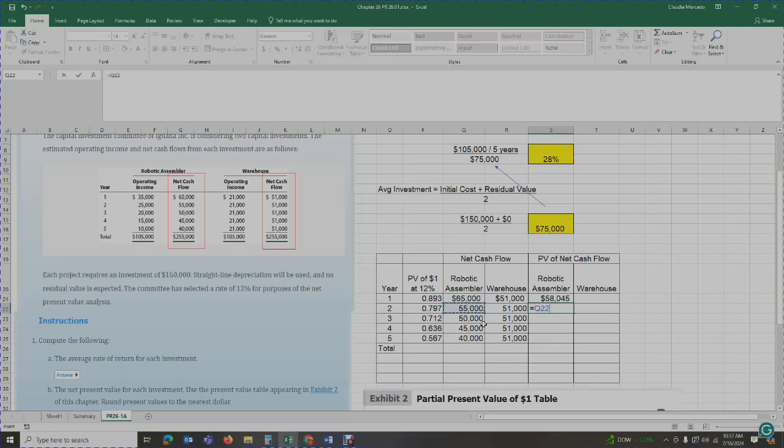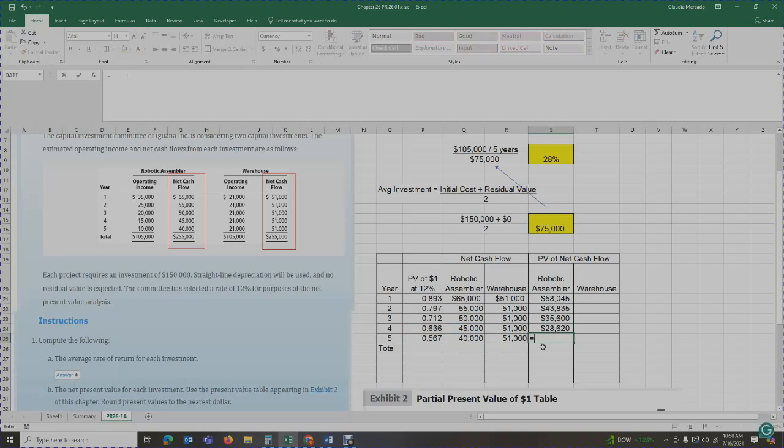I'm going to get the $55,000 times my rate for year 2. That's going to give me, let me just format all of this the same, $43,835. So you get the robotic assembler net cash flow times the present value rate for year 3. That gives me $35,600. And then we're going to do the robotic assembler year 4 net cash flow times my present value rate for year 4.